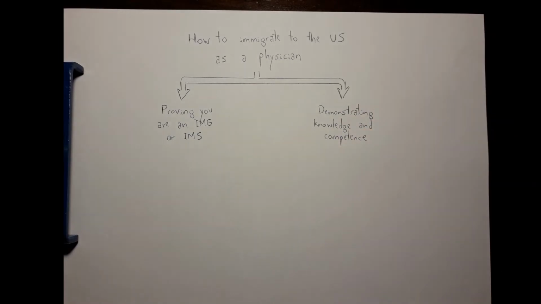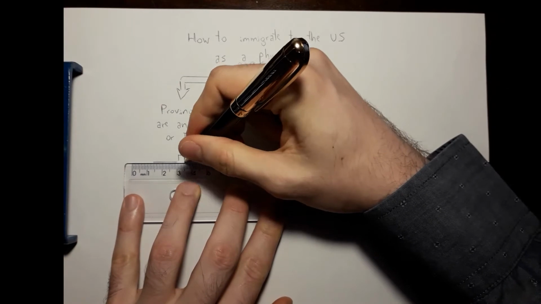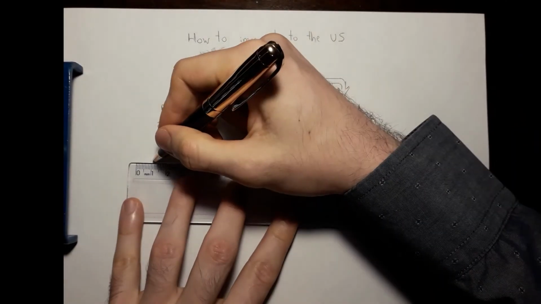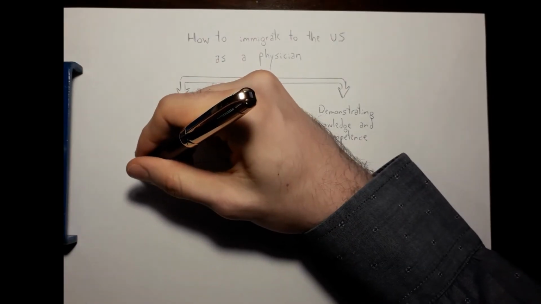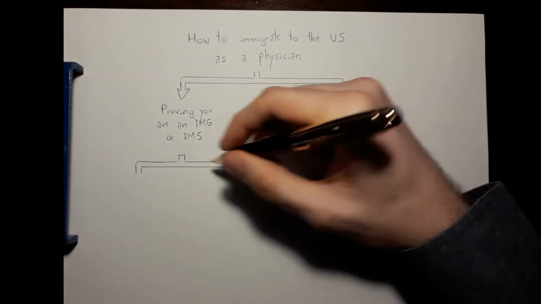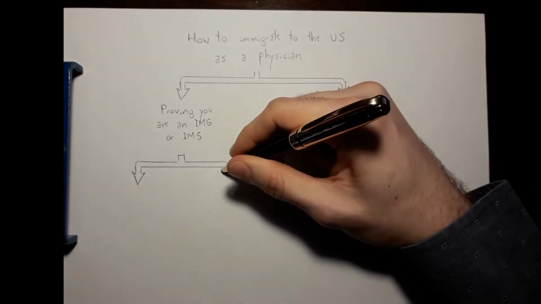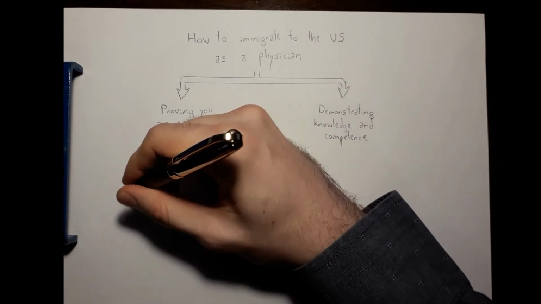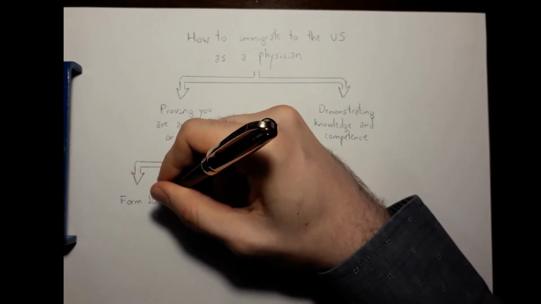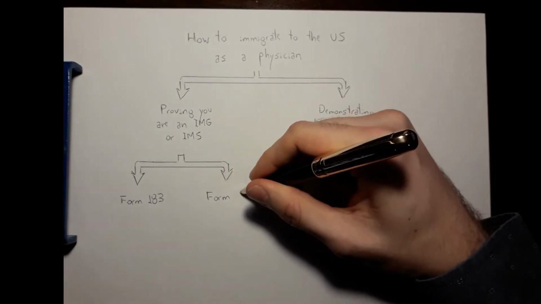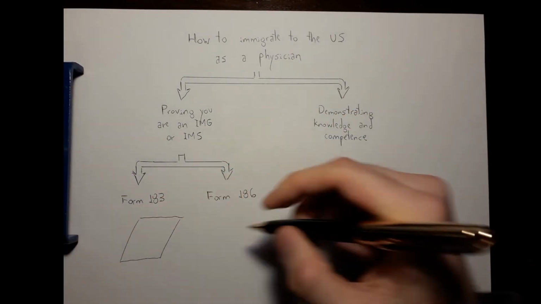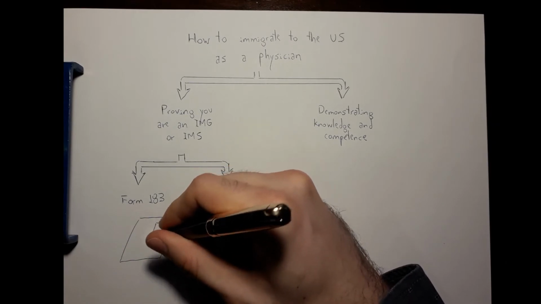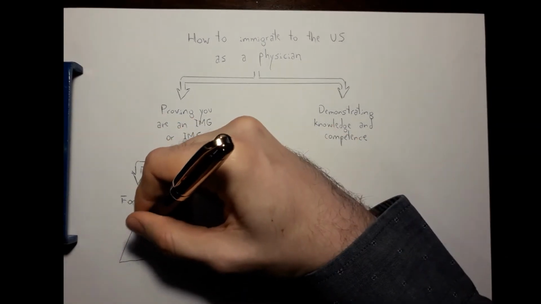In the United States, this type of accreditation is handled by the Educational Commission for Foreign Medical Graduates, or ECFMG for short. First, you need to demonstrate that you are indeed a student or graduate from a medical school. In order to do this, you need to submit two forms in addition to your medical diploma. You need to submit Form 183, which proves you are enrolled or graduate from the medical school.